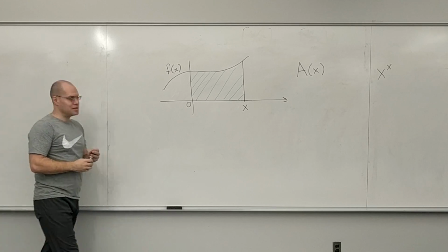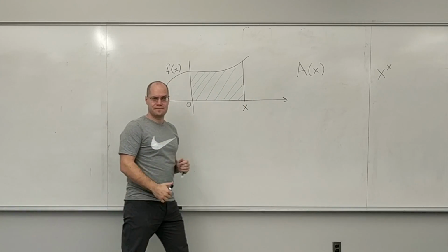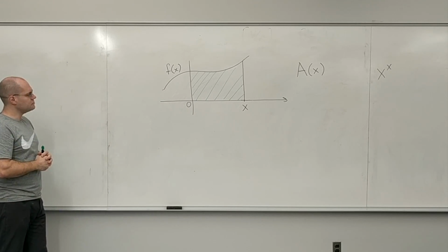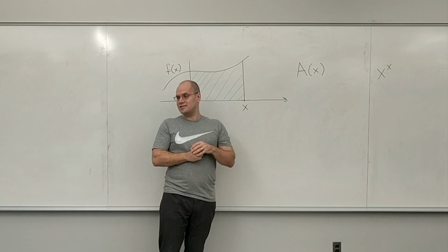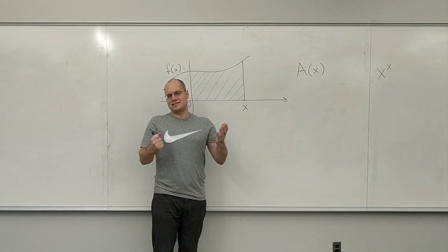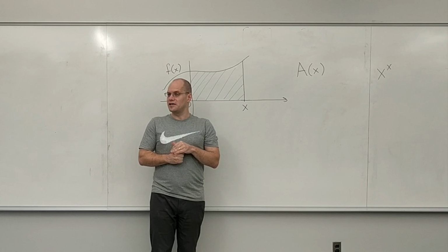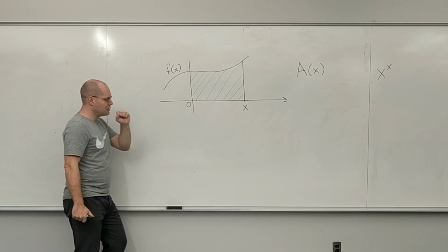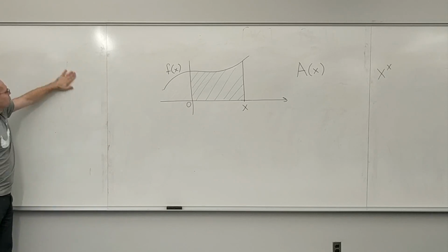And we already know something about A of x. Like you said, it's monotonically increasing for this function. So we want to calculate its rate of change. That's a very interesting question. That's the calculus question. Whenever you have a function, you want to calculate its rate of change. And this is an arbitrary function.